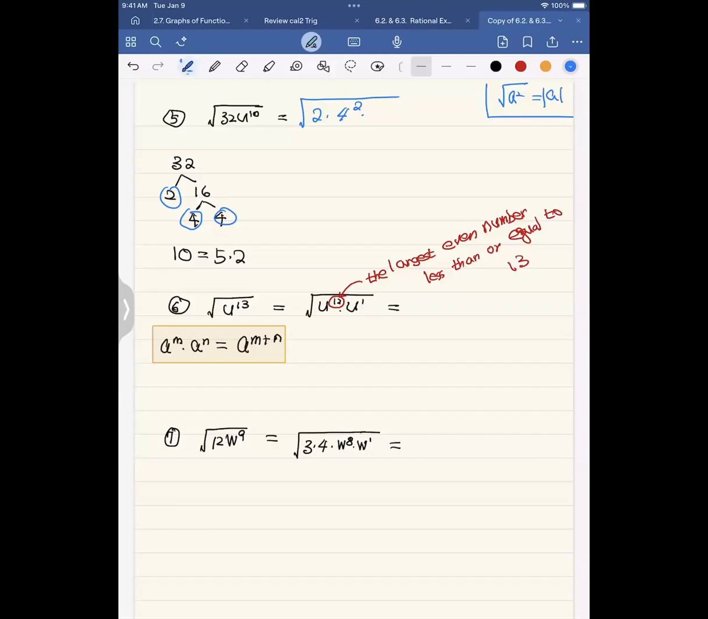So we want to simplify by removing the square root. So we express 10 as 2 times 5. So we write it as u to the 5th power squared. And then let's separate all those. Square root of 2 times square root of 4 squared times square root of u to the 5th power squared. So that's square root of 2 times 4 times u to the 5th power. So that can be written as 4 u to the 5th power square root of 2.